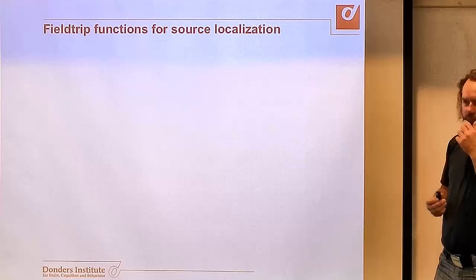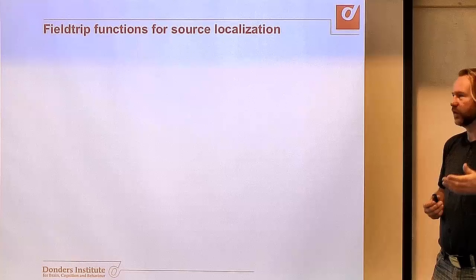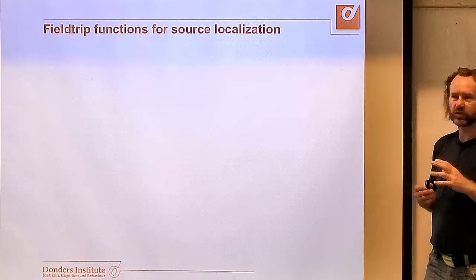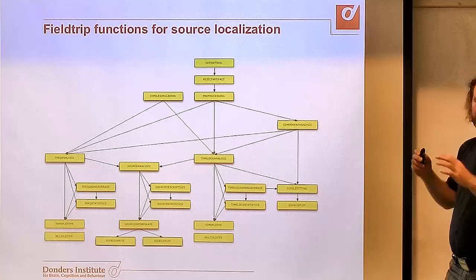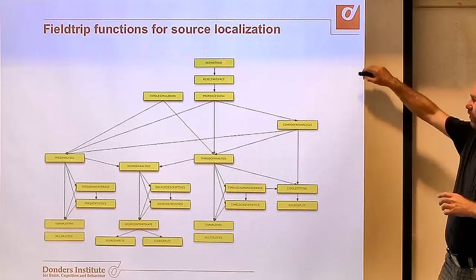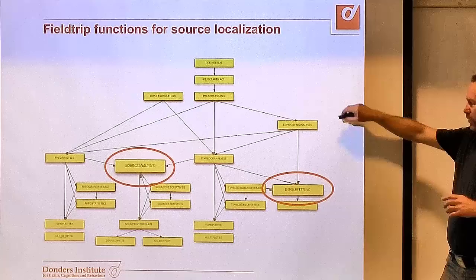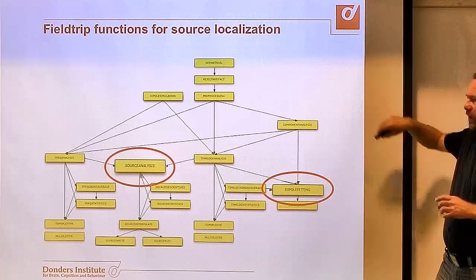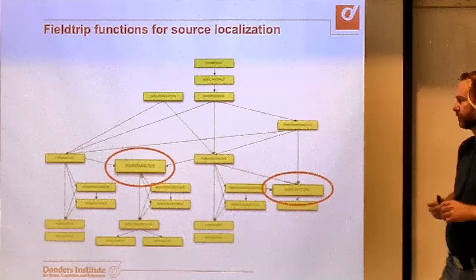We have seen that FieldTrip implements these functions, so I first want to point out which functions are needed for the source modeling. This is a small overview of some FieldTrip functions and how they fit together, starting with define trial, preprocessing, time lock analysis, and source analysis. In source analysis we have the dipole fitting. Yesterday we've been working with the dipole fitting. Today we're going to work with the ft_sourceanalysis function.